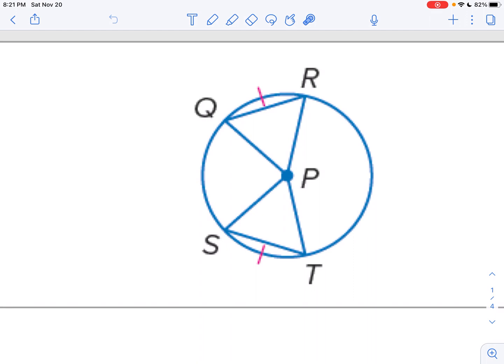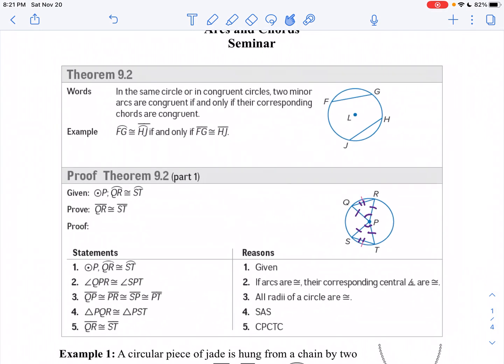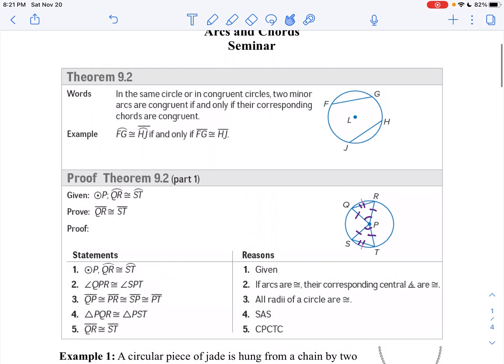Because these two arcs are congruent to each other, we know their central angles are congruent. And we know the radii of the circles are congruent. So what happens is these two triangles are congruent by side angle side. So by CPCTC, the chords are congruent, and that's our theorem. Our theorem says that in the same circle or congruent circles, if the arcs have the same measure, then the chords have the same measure.